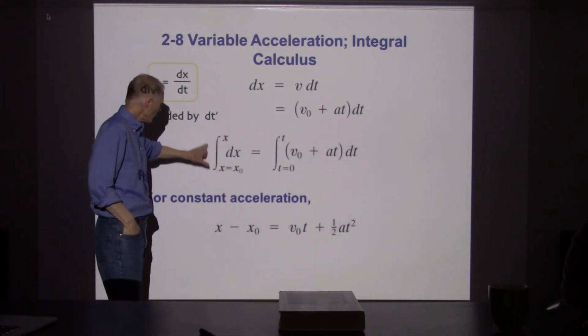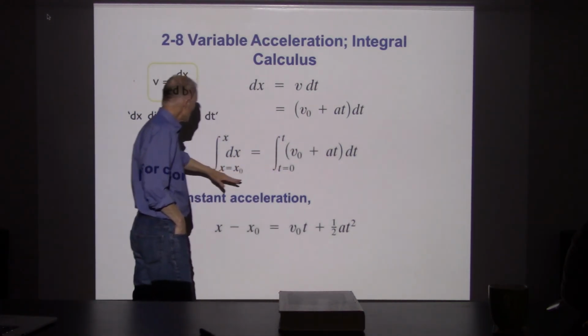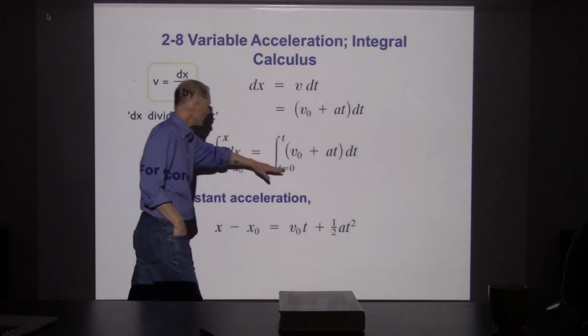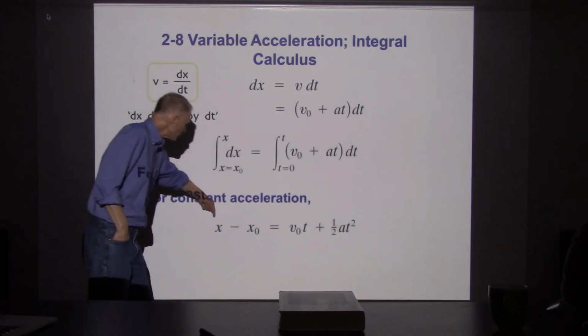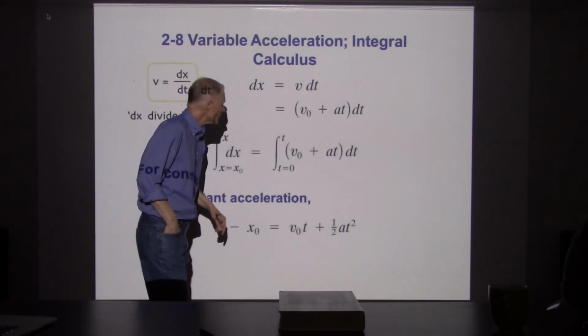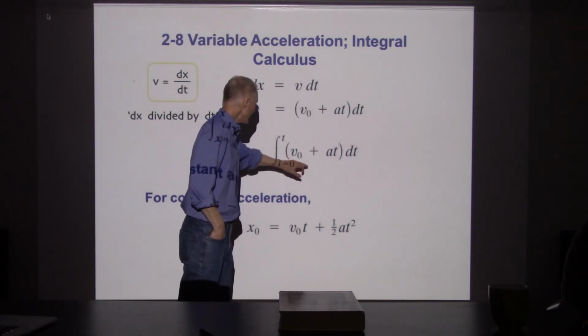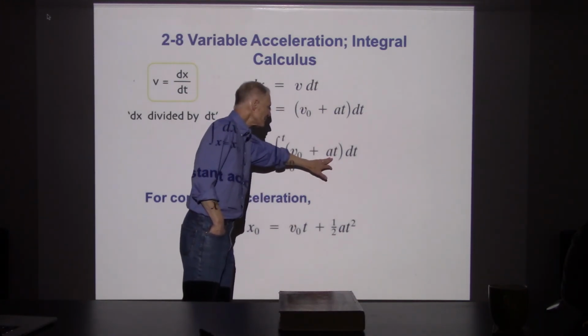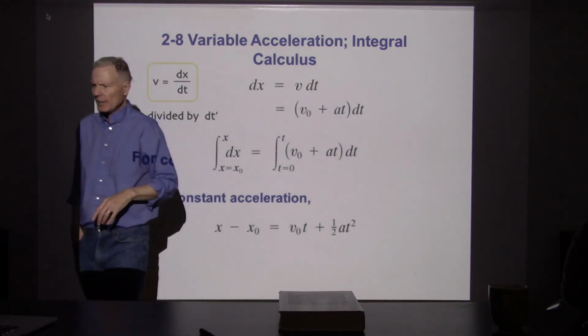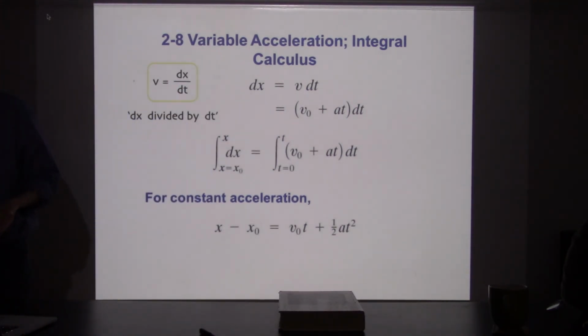And now when we draw the integral signs, we integrate from x naught to x, and we integrate from 0 to t. This side is going to integrate out to x minus x naught. This side is going to integrate out to v naught times t. This at term is going to integrate to 1/2 at squared.